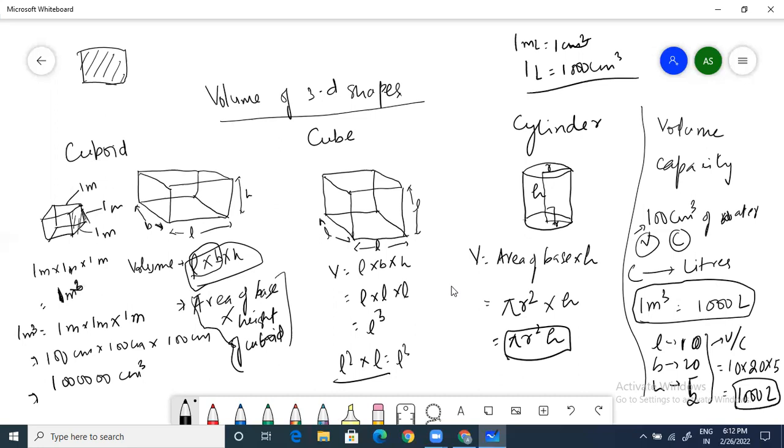So 1 meter cube is a bigger number again. Because it is 1 meter into 1 meter into 1 meter, which will be equal to 100 centimeter into 100 centimeter into 100 centimeter. So how many zeros are there? 1, 2, 3, 4, 5, 6 centimeter cube.